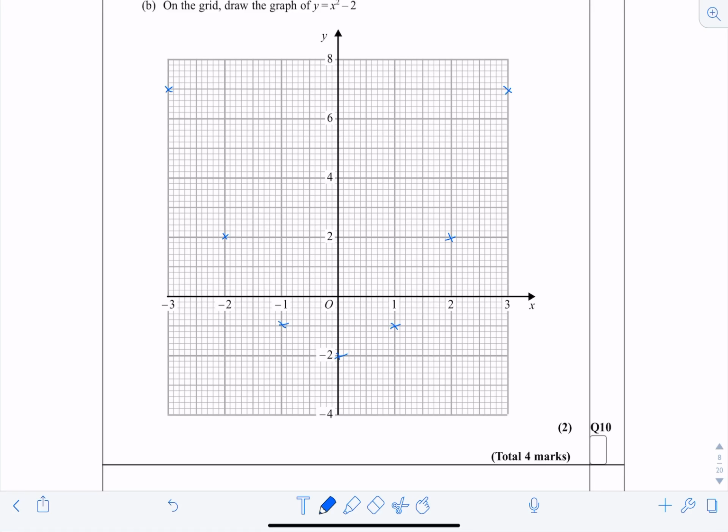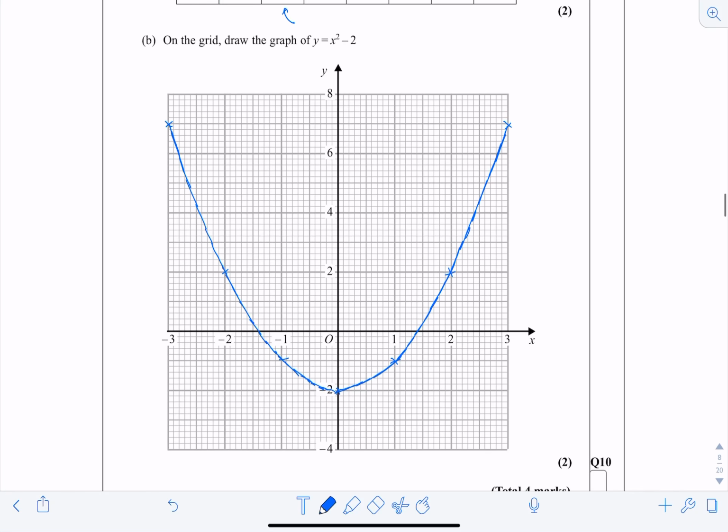And then when you're joining these up, you must make sure that you do it freehand. Ooh, and you do it better than me. Because it's got to be freehand because it needs to be a curve. If you draw it with a straight line, so with a ruler, you will not get the marks. You will lose marks for this. So that's what the end product should look like. And I think that will do.